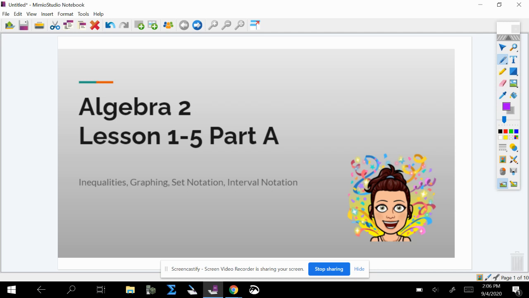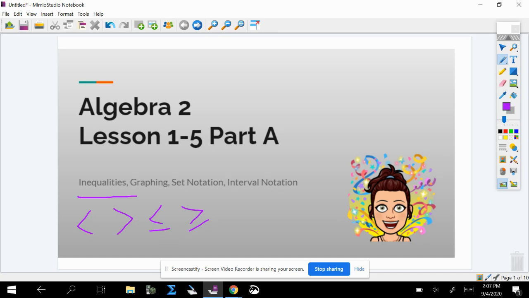I'm going to take you through the first half of section 1.5. So this is 1.5 part A. And 1.5 goes from talking about equations, which had equal signs, to talking about inequalities. So when you see the term inequalities, the first thing you should start to think of is less than signs and greater than signs and less than or equal to signs and greater than or equal to signs.